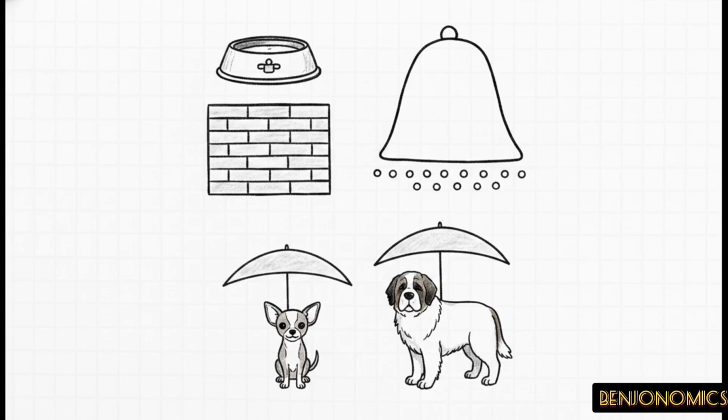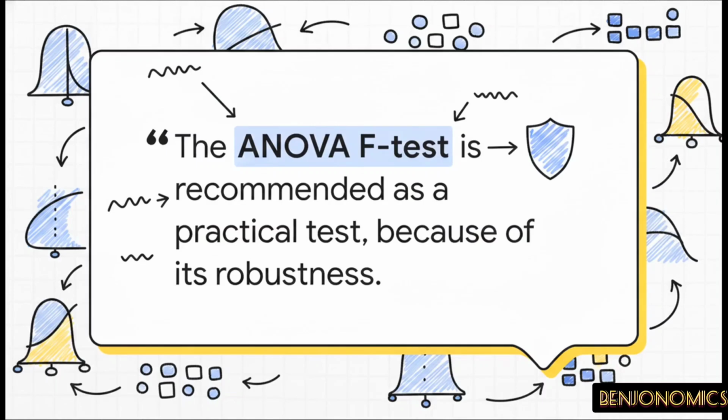Second, normality. The residuals, or the errors, need to follow a normal distribution. And third, homoscedasticity, which is just a really fancy word for the equality of variances. This simply means the variance of data in each group should be roughly the same. Tying it back to our dog show, for the math to work perfectly, the natural weight variation within the Chihuahua group should be relatively equal to the natural weight variation within the St. Bernard group.